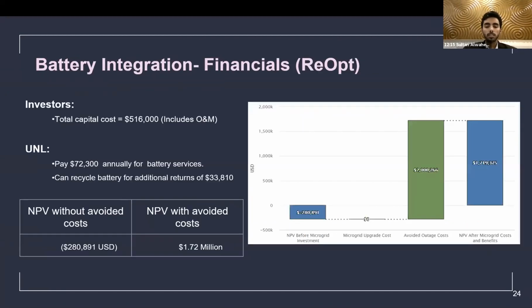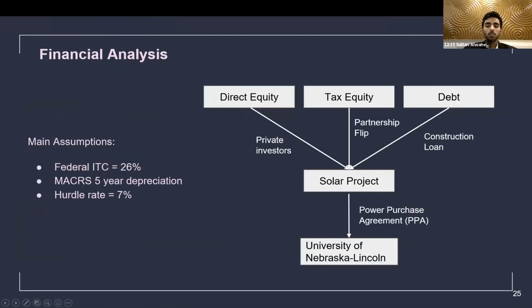Moving to the financials of the battery, we found that the investors would need to pay a total of $516,000 to install the battery and maintain it throughout its life. As for UNL, REopt showed that for the investors to achieve a return rate of 7%, UNL would need to pay $72,000 annually to get access to the battery services.